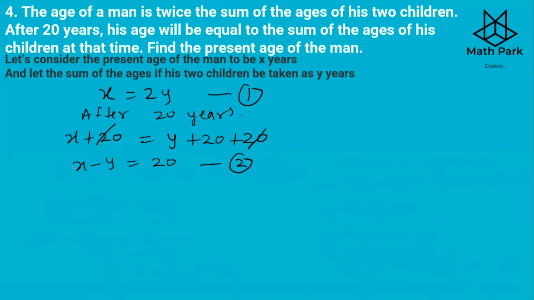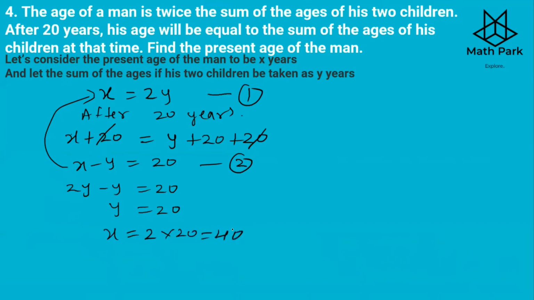Substitute the value of x from equation 1 over here. So we get 2y minus y is equal to 20. 2y minus y, so y is equal to 20 we got. So the sum of the ages we got is 20. Let us substitute this again in equation number 1. Y is equal to 20 we put here. So x is equal to 2 into 20, which is equal to 40.